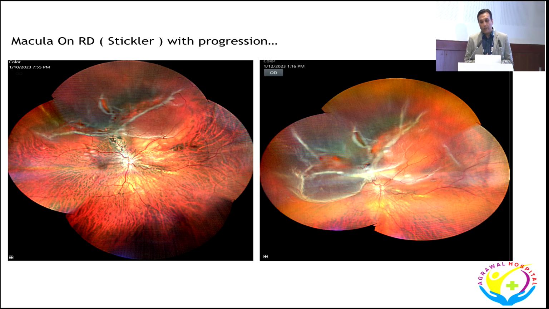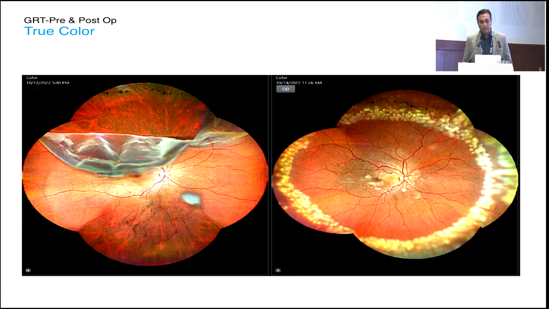So you can prognosticate. You can tell the patient that I told you, of course I will operate and the retina will get attached, but the prognosis remains fair as compared to if I had operated on you 3 or 4 days back when the macula was on. You can evaluate your pre and post-ops.